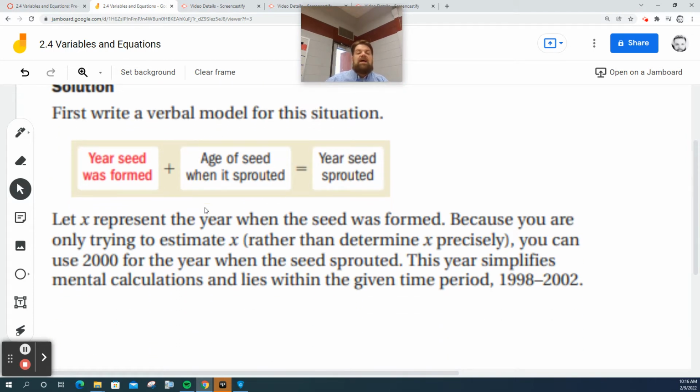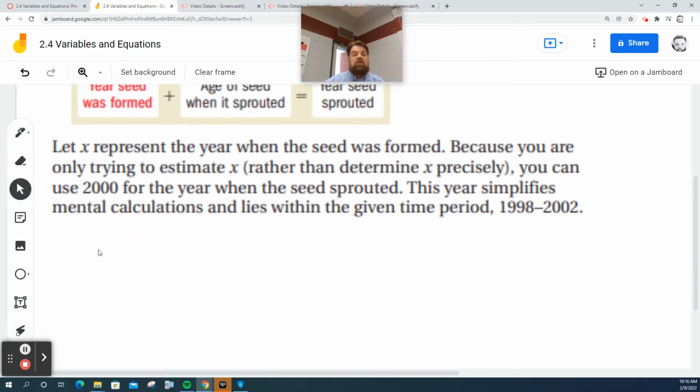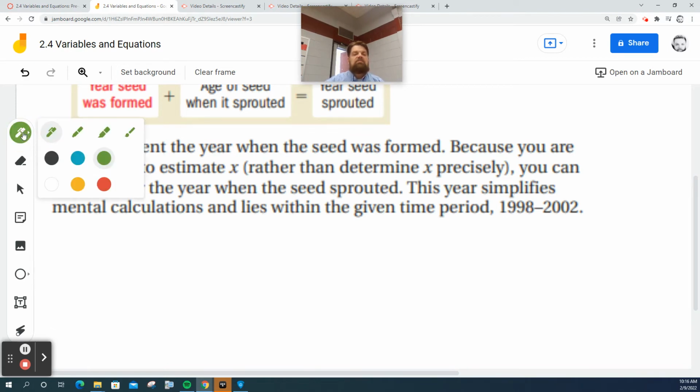Okay. So basically, we're going to let X represent the year when the seed was formed. And then, because you are trying to estimate X rather than determine X precisely, you can use 2000 for the year when the seed sprouted. This year simplifies mental calculations. So they want us to kind of do this in our head. So we're going to say X, and I'm going to adjust it a little bit, because it's not that hard.